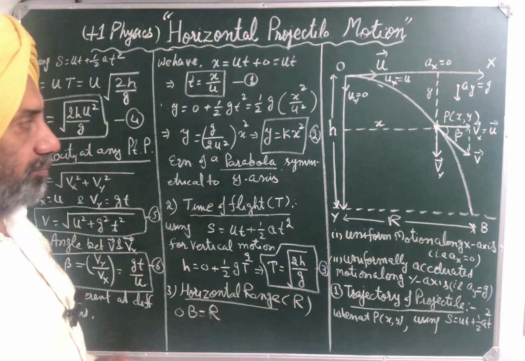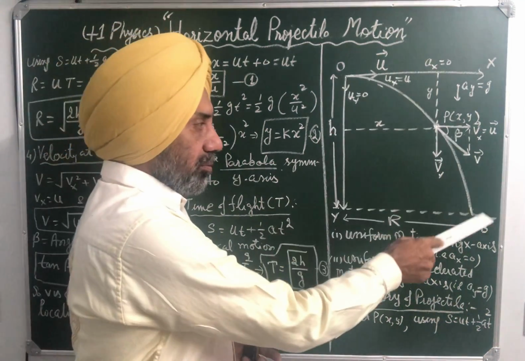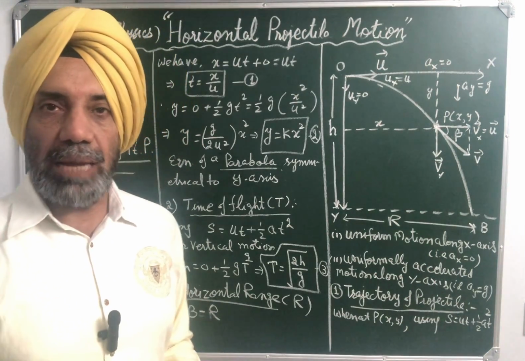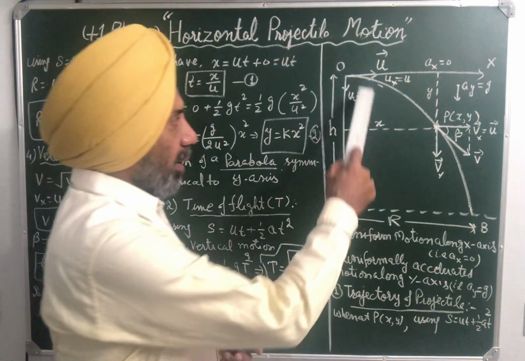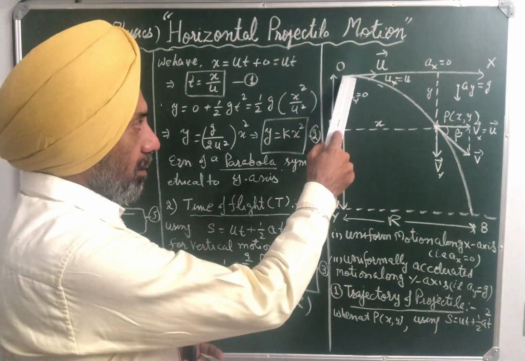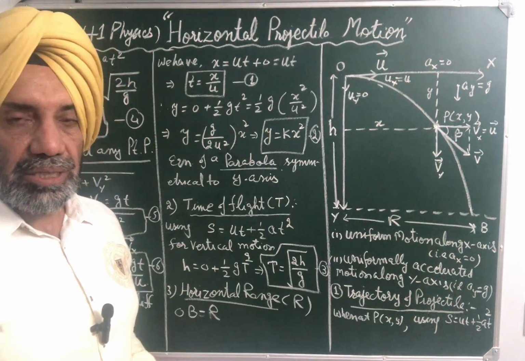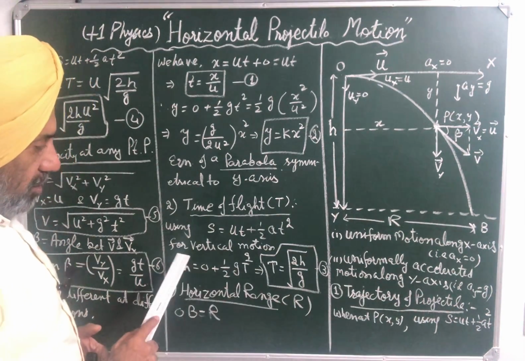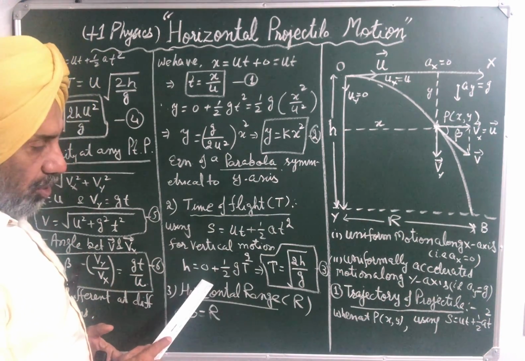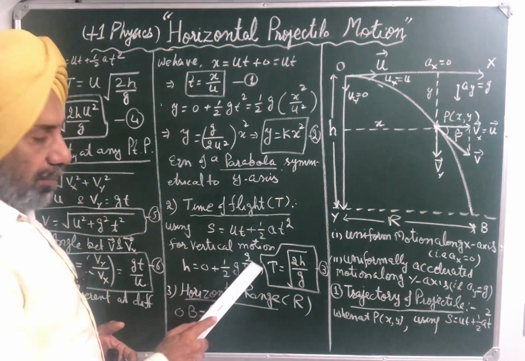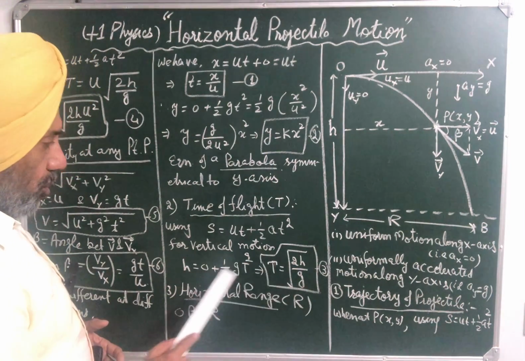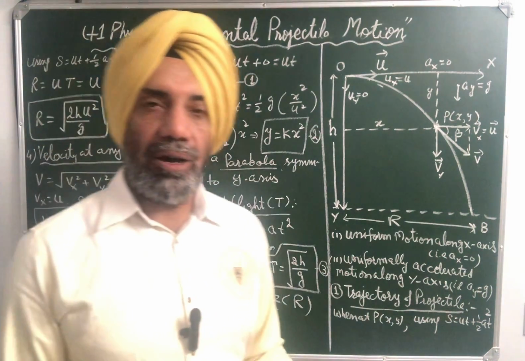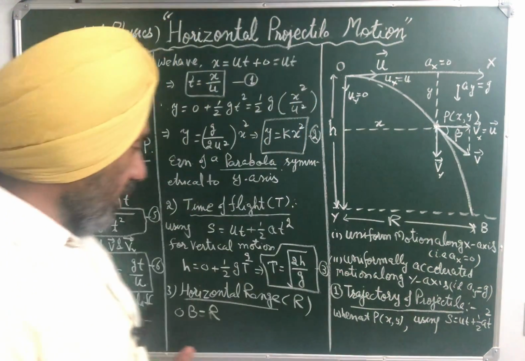Then time of flight. The time taken to reach the ground from the point of projection is known as its time of flight. To find the time of flight, the vertical distance covered by the projectile is h during this time. So using again s equal to ut plus half at square, for vertical motion we have h is equal to 0 plus half g capital T square, or T is equal to under root 2h by g, which is the required expression for the time of flight of a horizontal projectile.